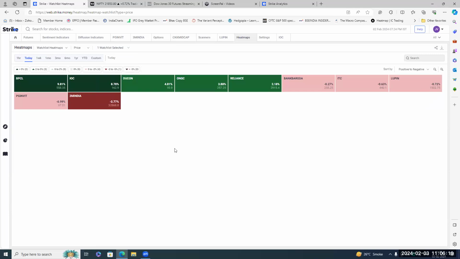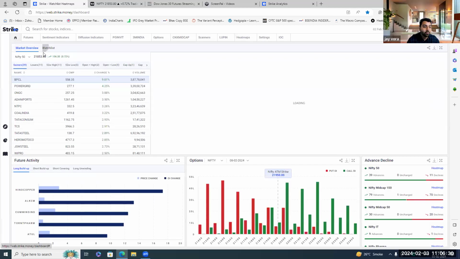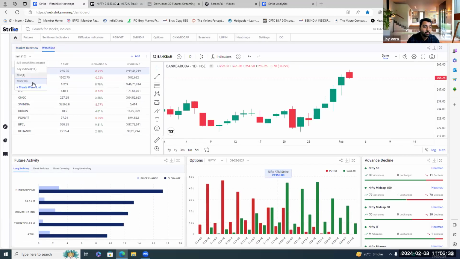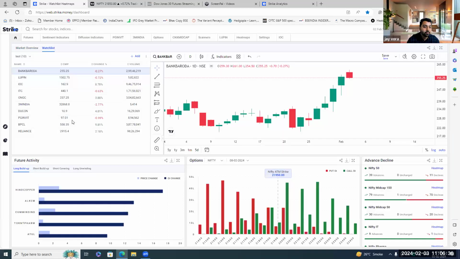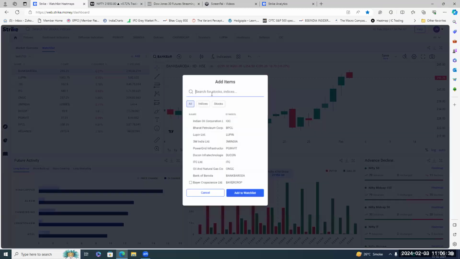So can I ask you something? If I want to add, say, one more company now, so how do I do that? I go to add items? Yes, you have to go there, add items. Just show it once, please. Here only add. Yeah, there only you can add. Which one you want to add?